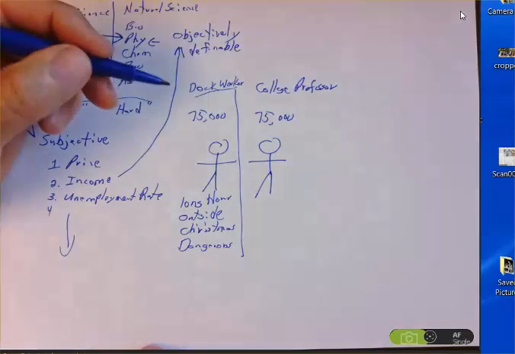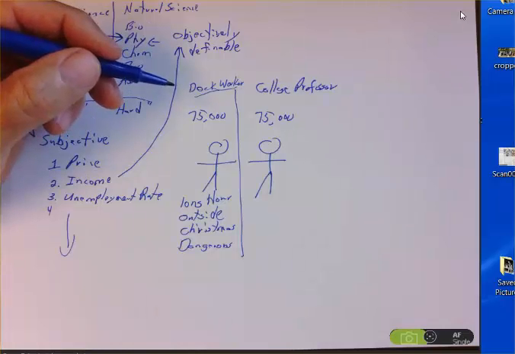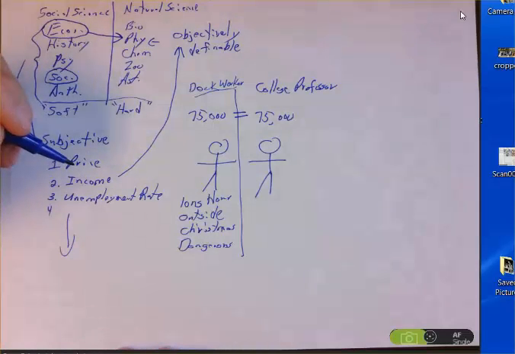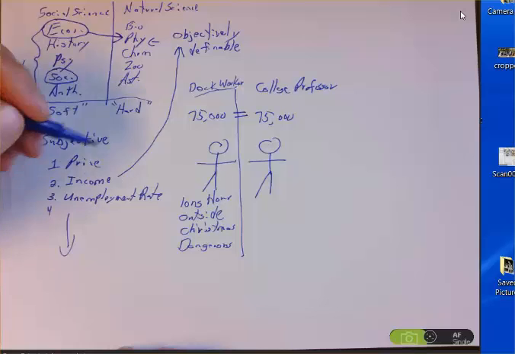All right. So the IRS computer is going to say that their incomes are the same, right? They both make $75,000. Their incomes are the same. They have to pay the same taxes and so forth. But I'm going to argue that they're really different.